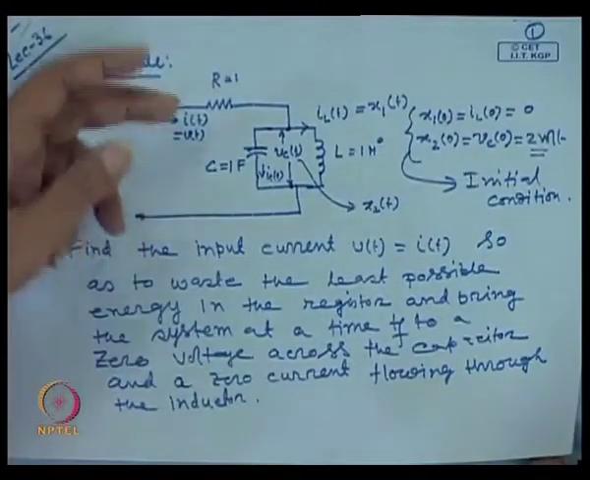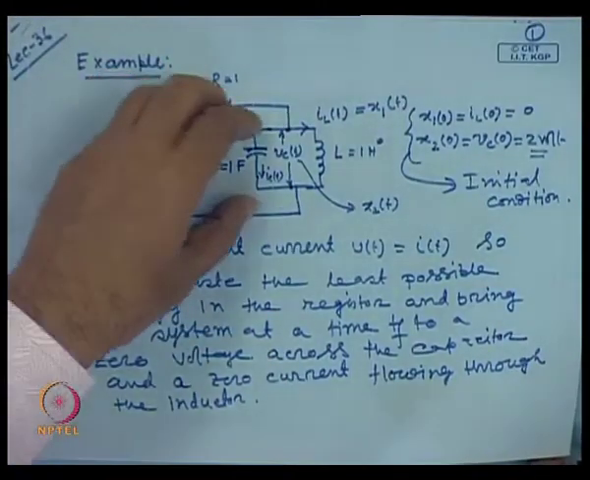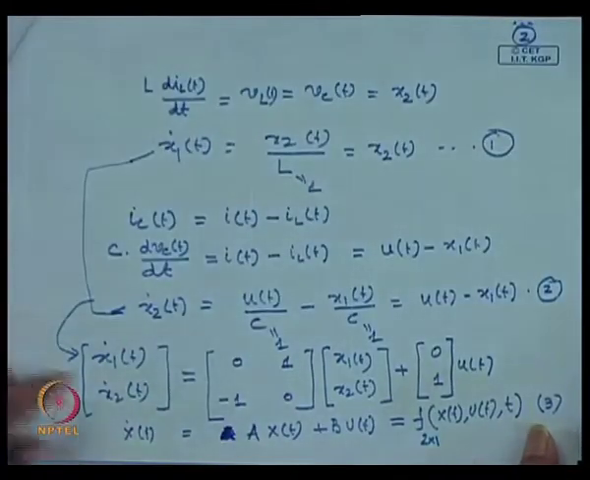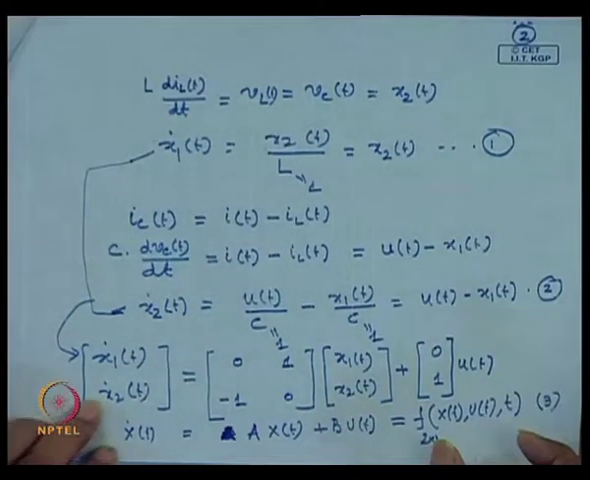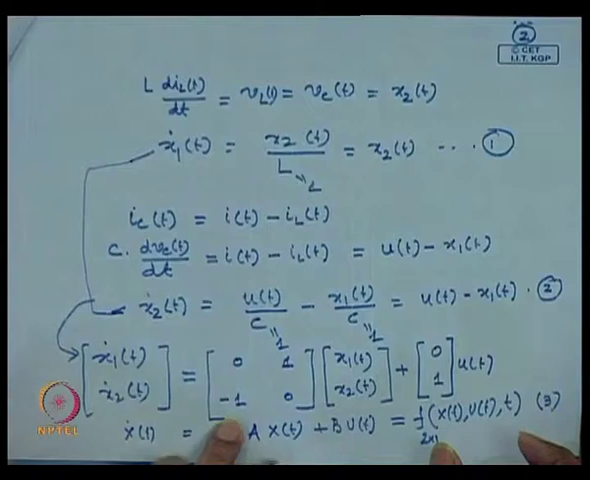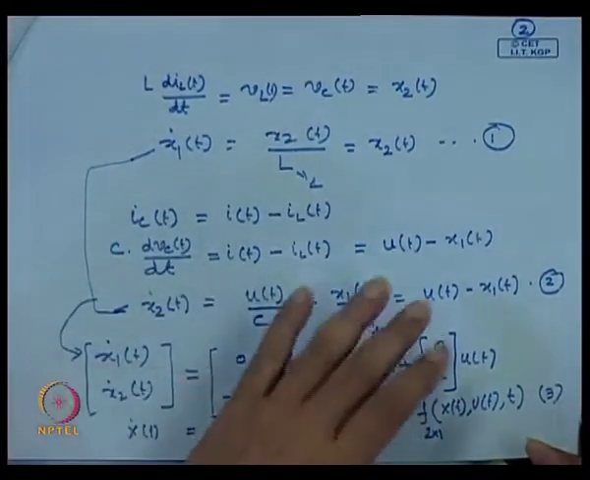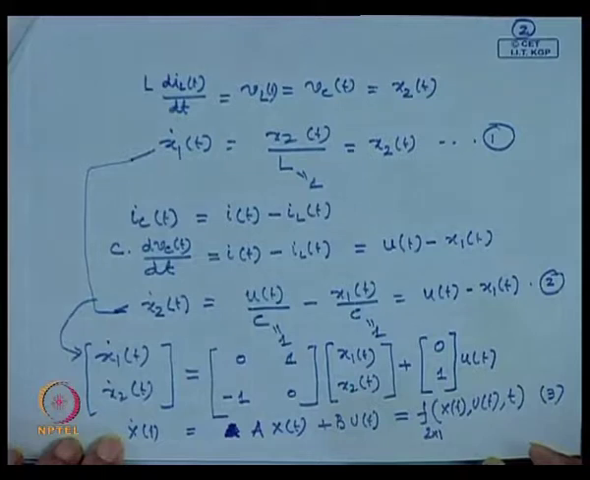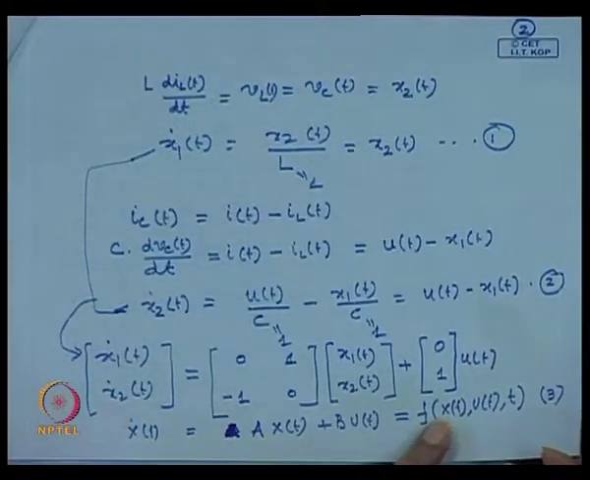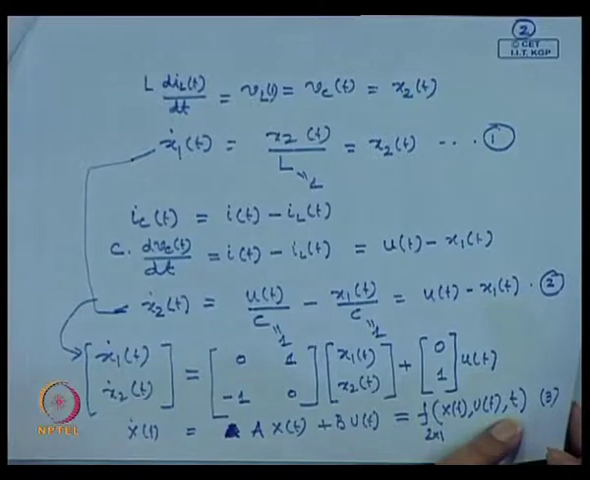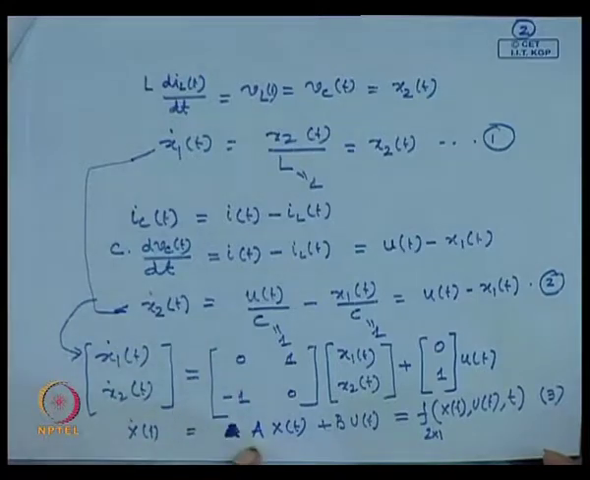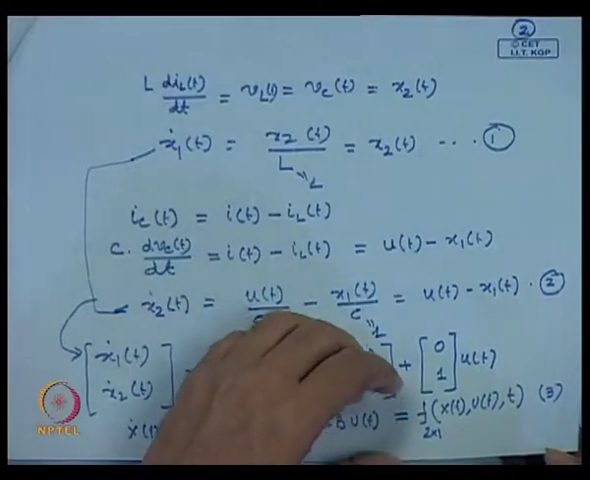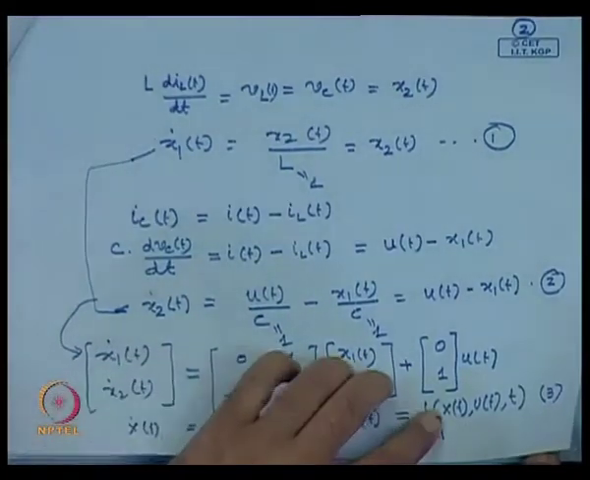So, this description of the circuit is converted into a dynamic equation: x 1 dot is equal to x 2 and x 2 dot is equal to minus x 1 plus u of t. This is the state space description, and the general structure is x dot is equal to f function of x, t, u, t. In this particular case it has become a state space form, x dot is equal to A x of t plus B u of t. So, we know our dynamic equation.